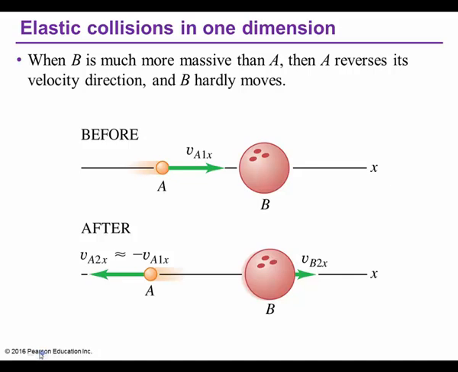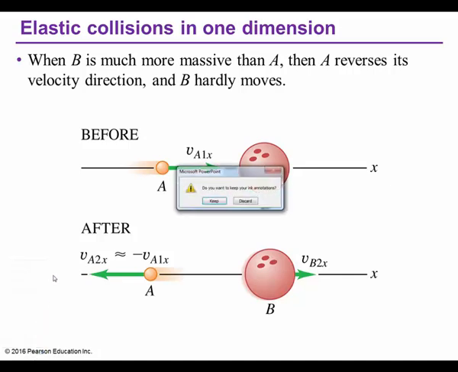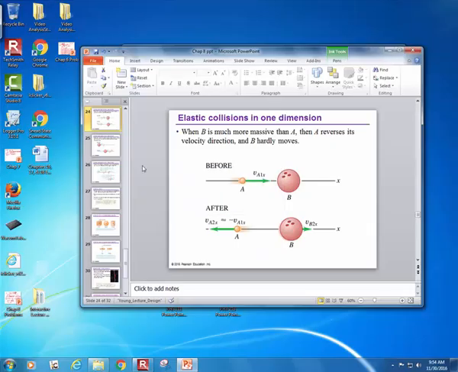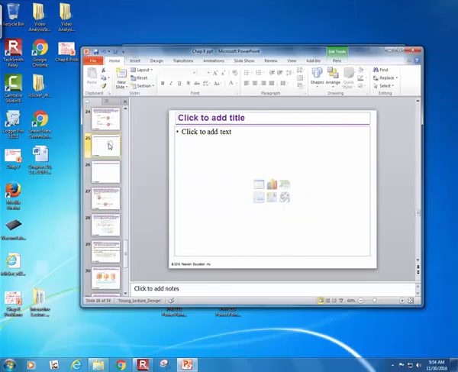Okay, well, let's look at the inelastic collision equation. What would the equation be? We know that momentum is going to be conserved, so P initial is equal to P final, right?